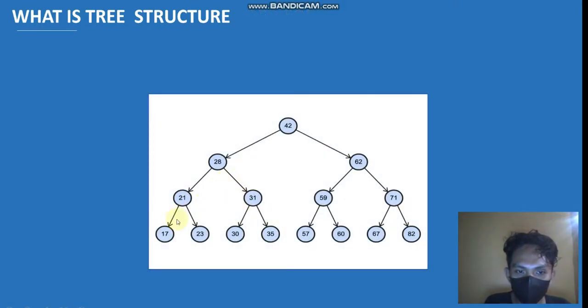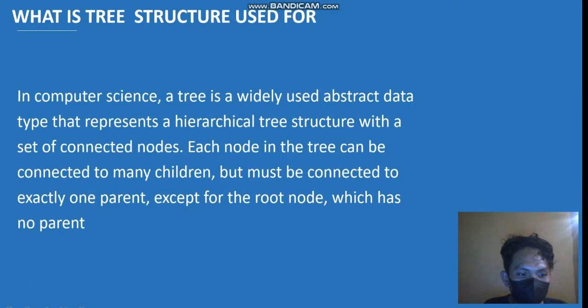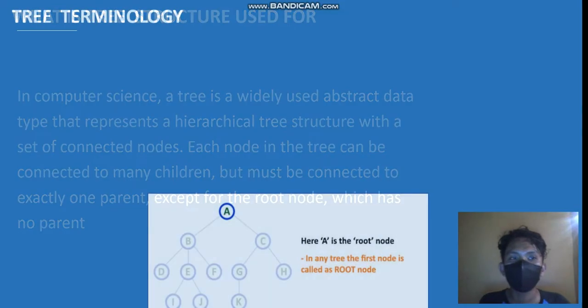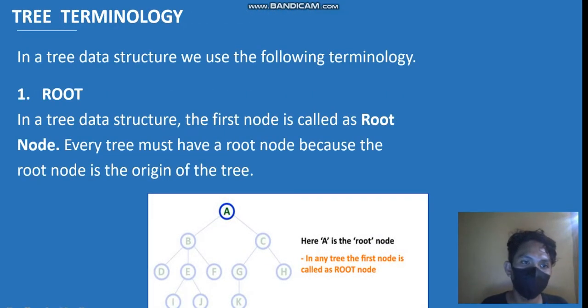As you can see here, this is what the children nodes are called, and each must be connected to a single parent. And this is the root node, where all the tree structure begins. So next, tree terminology. In a tree structure, we use the following terminology.